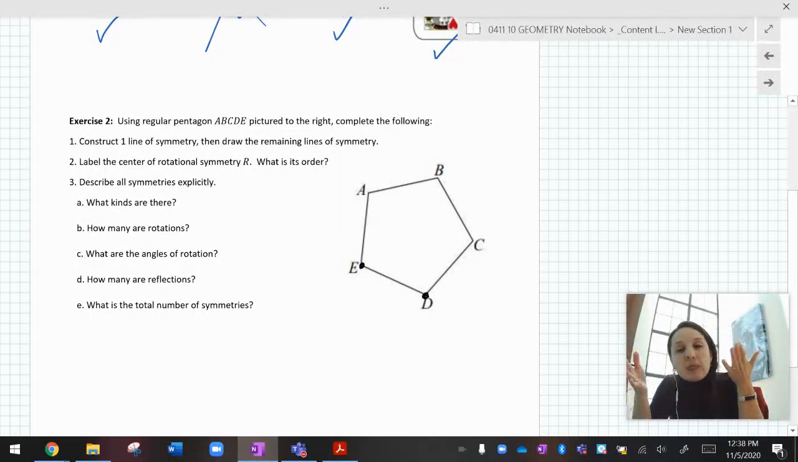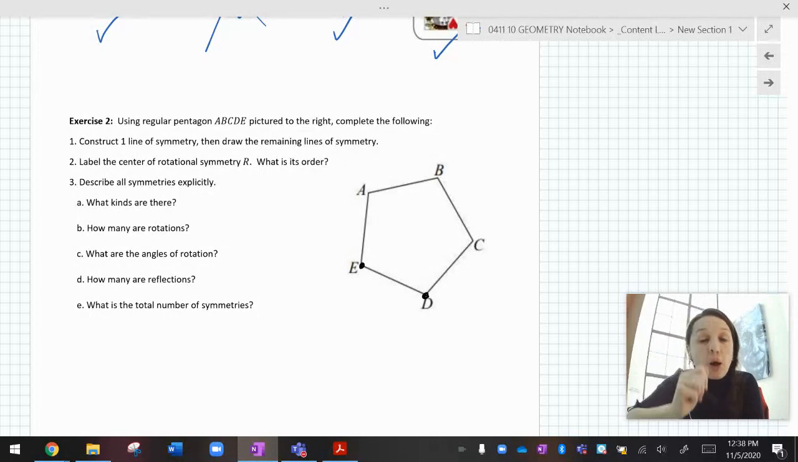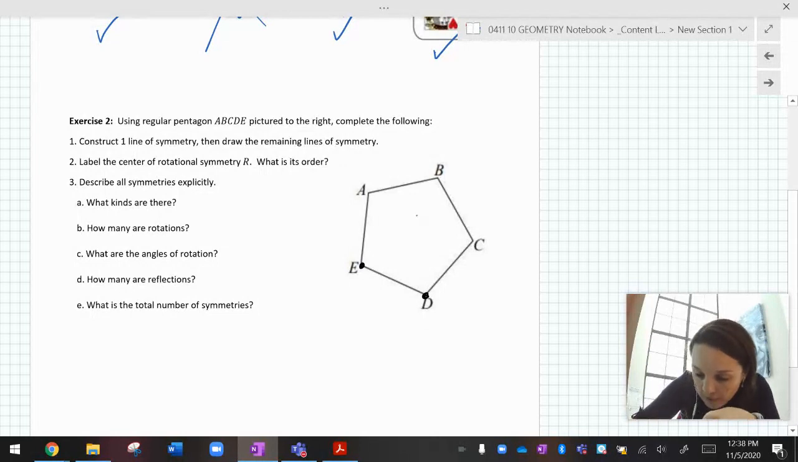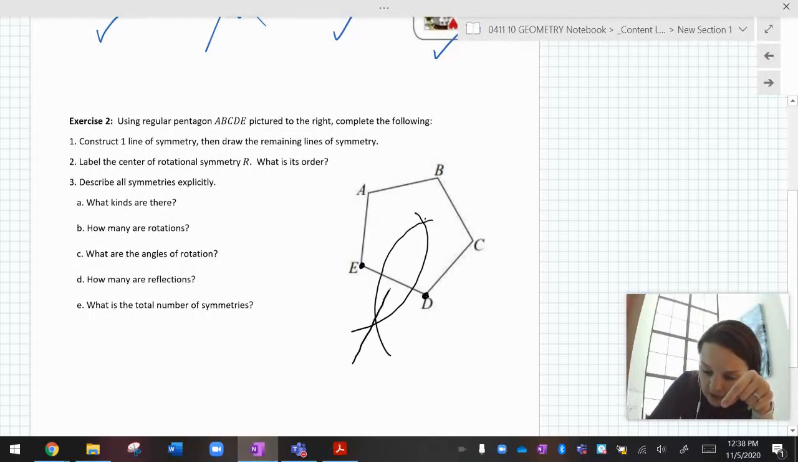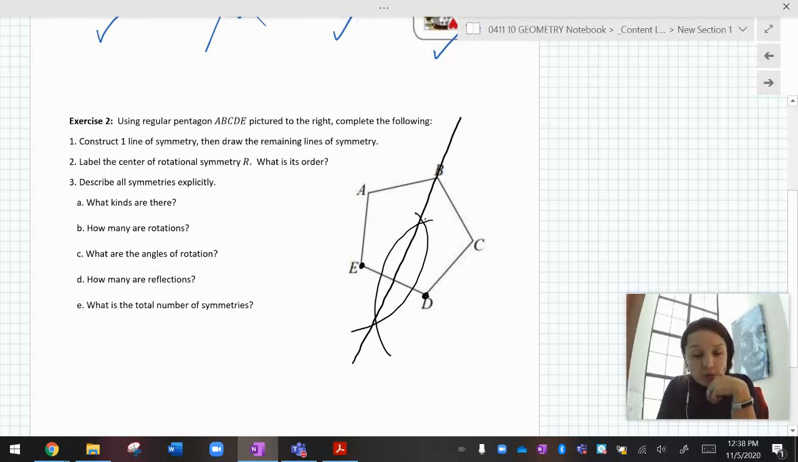Here's the thing. This program that I'm using right now doesn't have a compass. So I'm going to use my handy dandy hand compass to construct this line of symmetry. I'm going to open my hand compass more than halfway, draw an arc. Then I'm going to put the pokey part on D, keeping the same compass measurement, draw an arc, and then connect the dots. There is one line of symmetry.